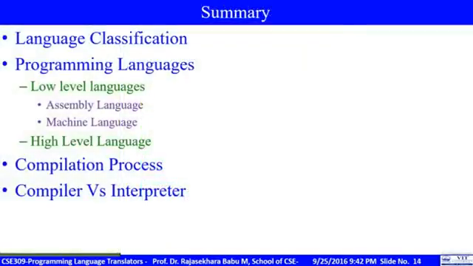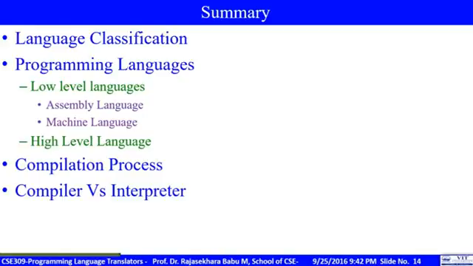Finally I am coming to the summary here. In this session I have discussed the classification of languages and various programming languages such as low-level languages, in which we discussed assembly language and machine language. High-level languages have also been discussed. The compilation process has also been discussed. Finally, we have discussed the differences between the compiler and interpreter.